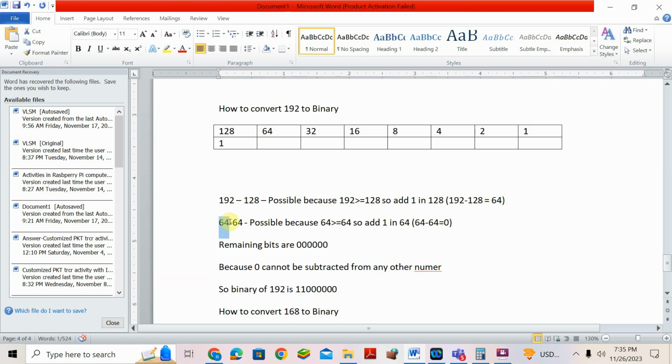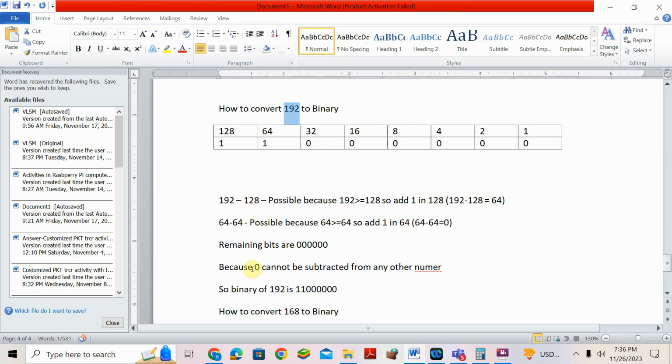Next step, 64 minus the next number, 64. Is 64 greater than or equal to 64? Subtraction is possible, so put 1 below 64. Now 64 minus 64 is 0. Now you have to try subtracting 0 with 32, 16, 8, 4, 2, 1. Can you subtract 0 minus 32? No. 0 minus 16? No. 0 minus 8? No. So all are not possible, so 0, 0, 0, 0, 0, 0. That's why the binary of decimal 192 is 1 1 followed by six 0s.